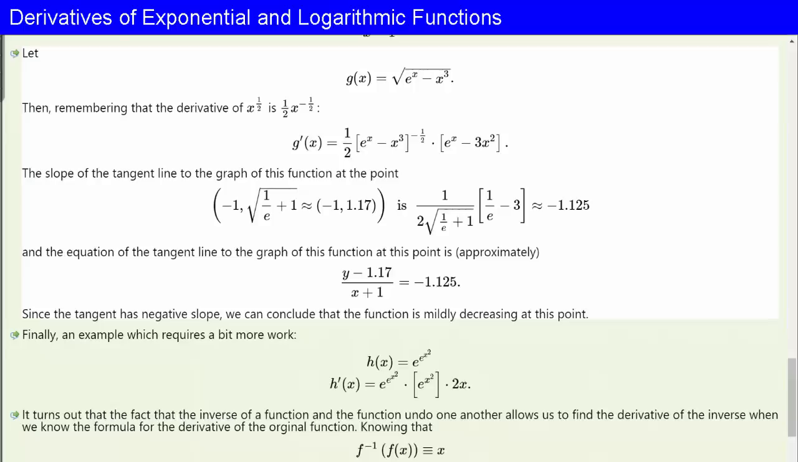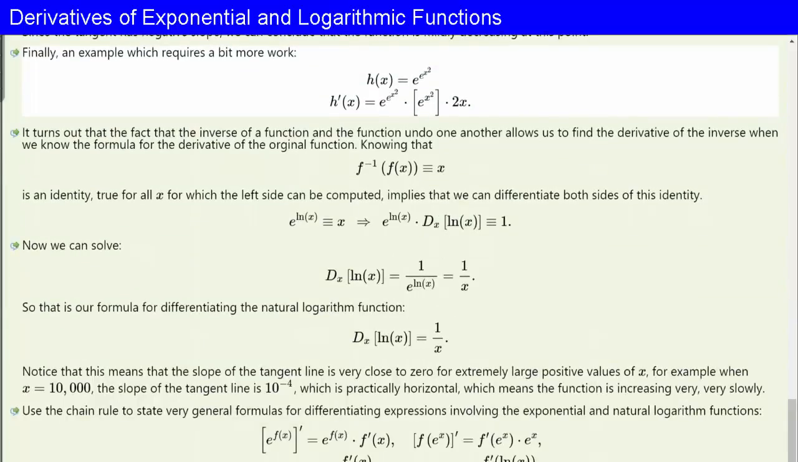The slope of the tangent line to the graph of this function at the point x equals minus 1, y equals roughly square root of 1 over e plus 1, which is about 1.17. The slope is minus 1.125. So the equation of the tangent line at this point is approximately (y minus 1.17) divided by (x plus 1) equals minus 1.125. Since the tangent has negative slope, we can conclude that the function is mildly decreasing at this point. Finally, an example which requires a bit more work.